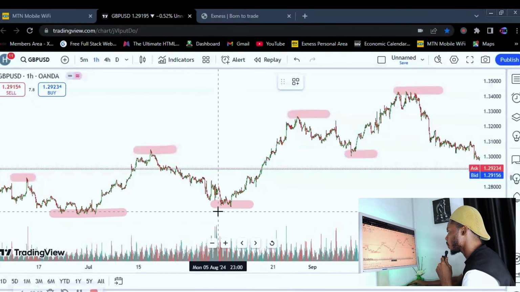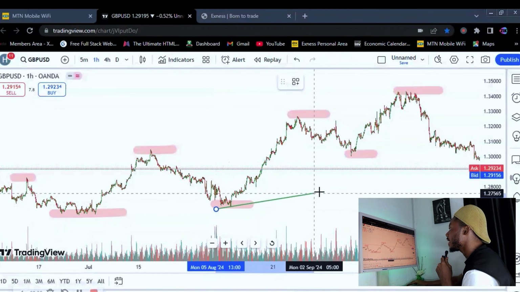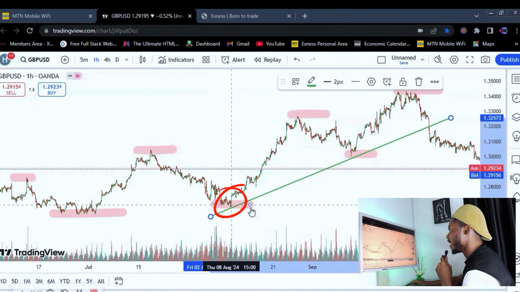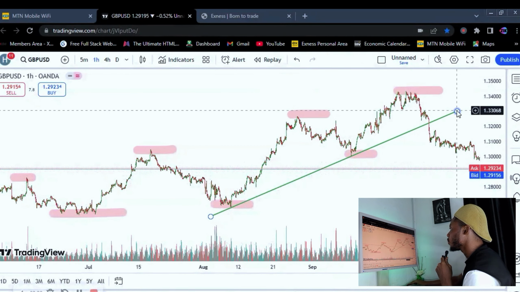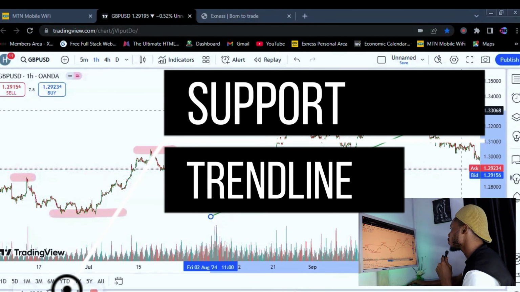To draw your support trend line, you need to connect your higher lows with each other. This is a higher low over here, and this is another higher low. The connection between both of them will give you a support trend line.